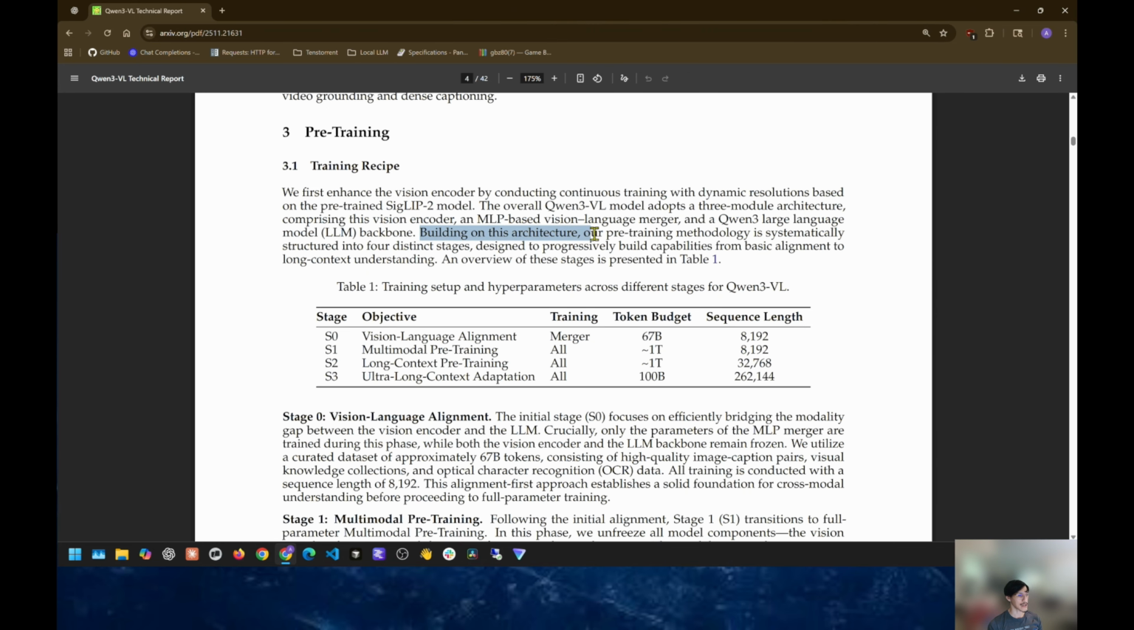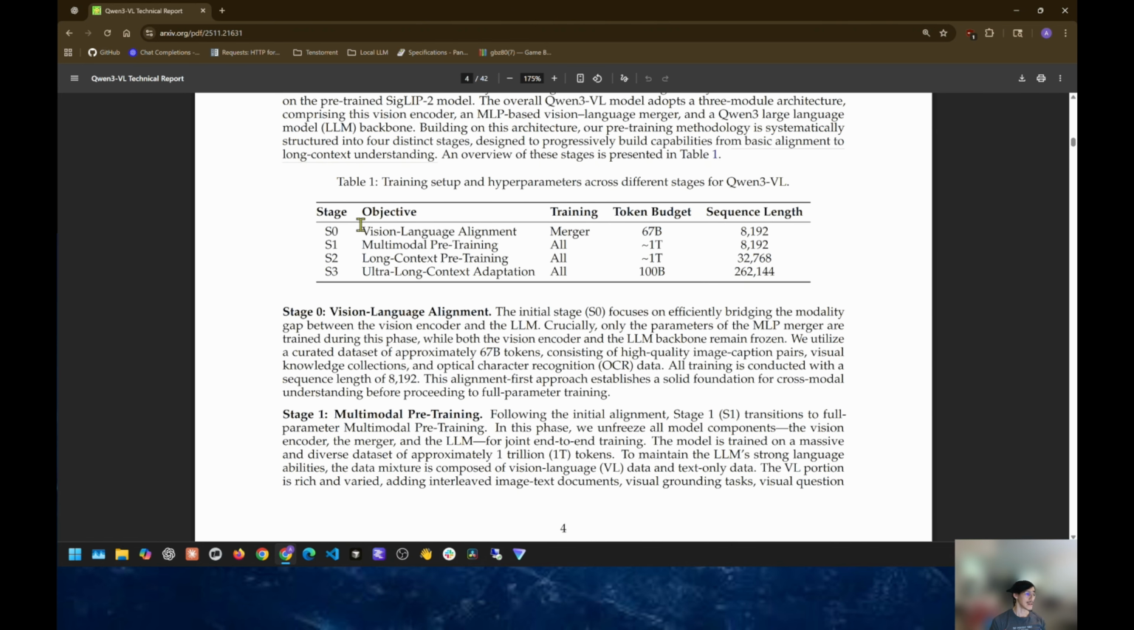Building on this architecture, our pre-training methodology is systematically structured into 4 distinct stages, designed to progressively build capabilities from basic alignment to long context understanding. An overview of these stages is presented in Table 1.